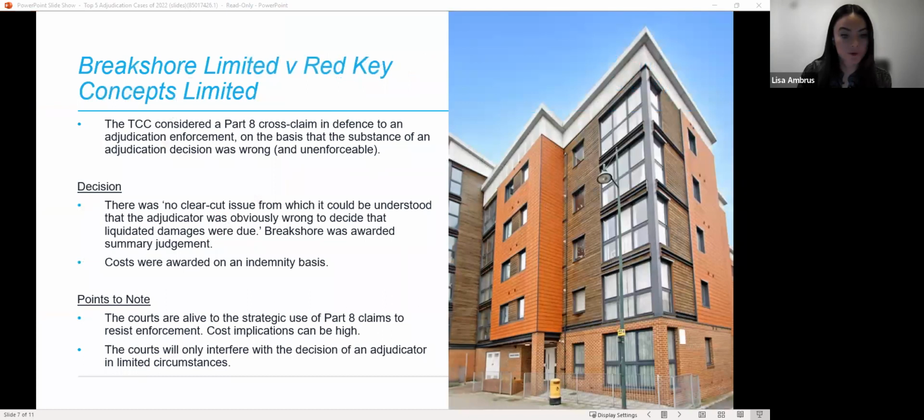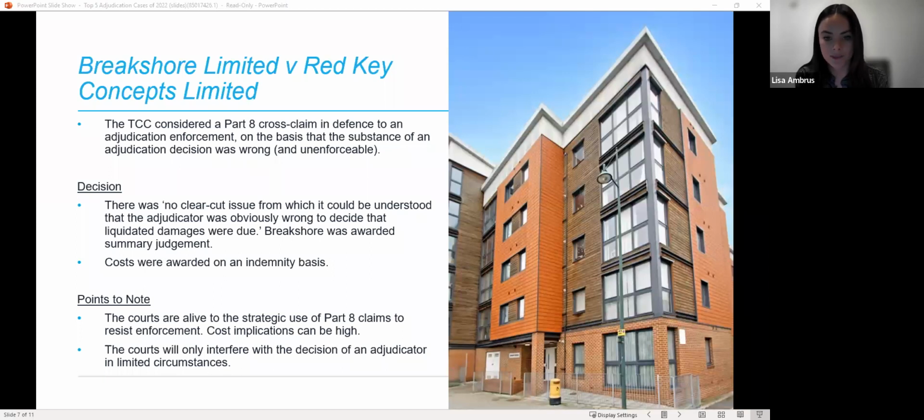So our fourth case today is Reakshore against Red Key Concepts. This is another English case about English procedure, but it is important for those who are involved in English projects and those interested in how the courts tackle tactical approaches to overturning adjudications. So just to give a bit of background on this case, Reakshore employed Red Key Concepts to construct a 6-storey tower block in Kent under a JCT contract.